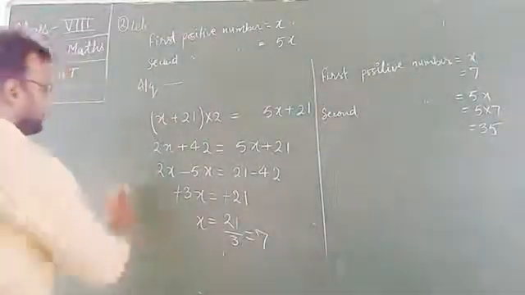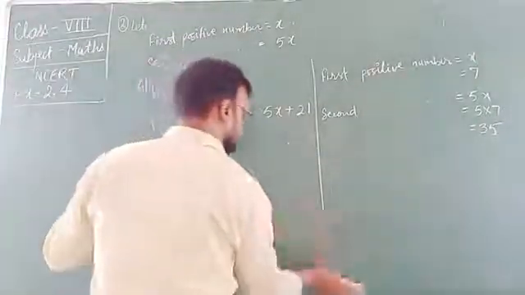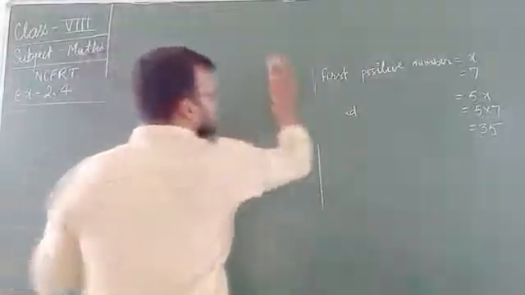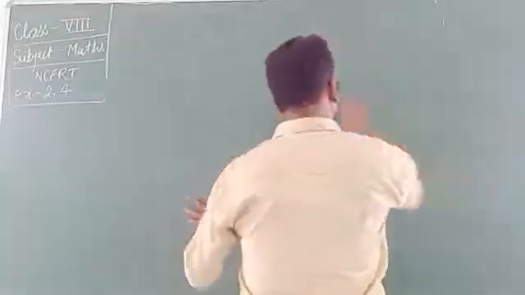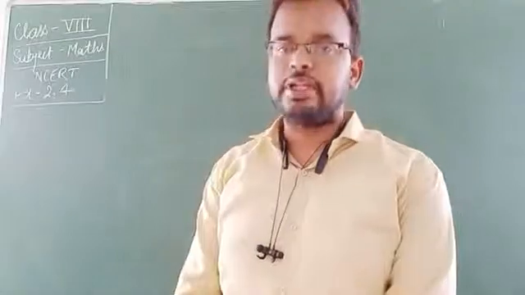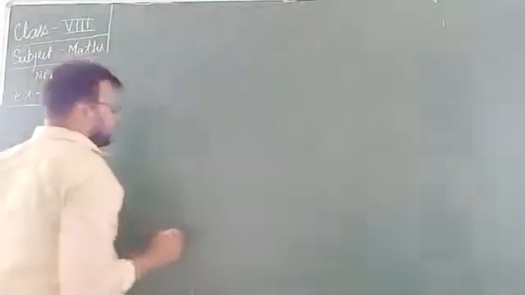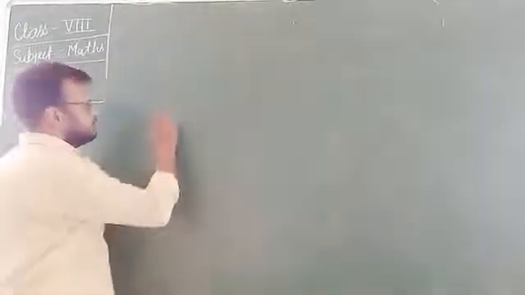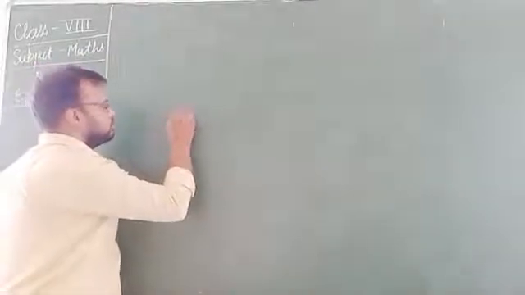Now see question number third. Question number third is given: the sum of the digits of a two-digit number is 9. Let's see how to make a two-digit number. For this, let's take an example of a two-digit number, that is 47.